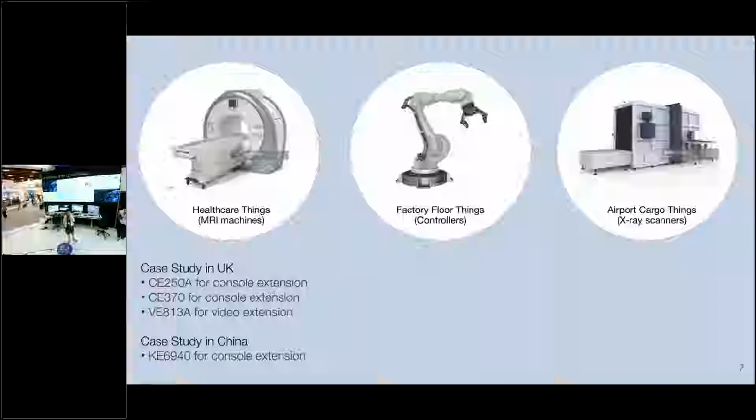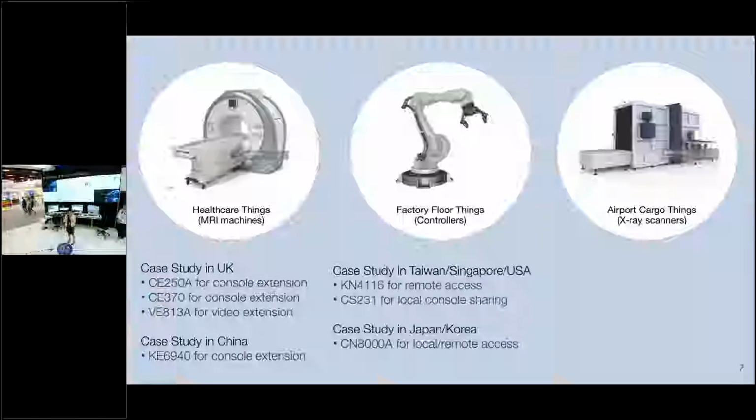The second case is in China. It's not an MRI machine, it's an ultrasound machine. Again, the doctor or the examiner uses the machine locally, but they also need to remotely look at the monitor's output at the same time. So they adopted our solution, the KE6940, the dual display KVM over IP extender.